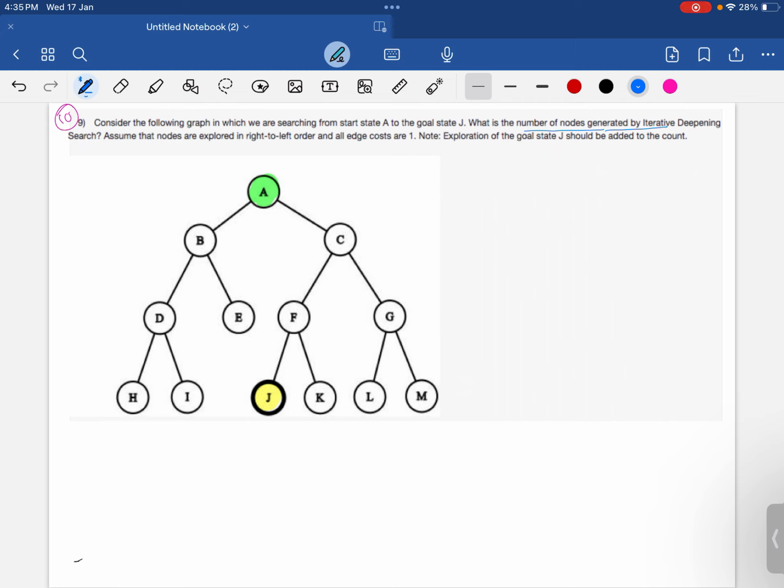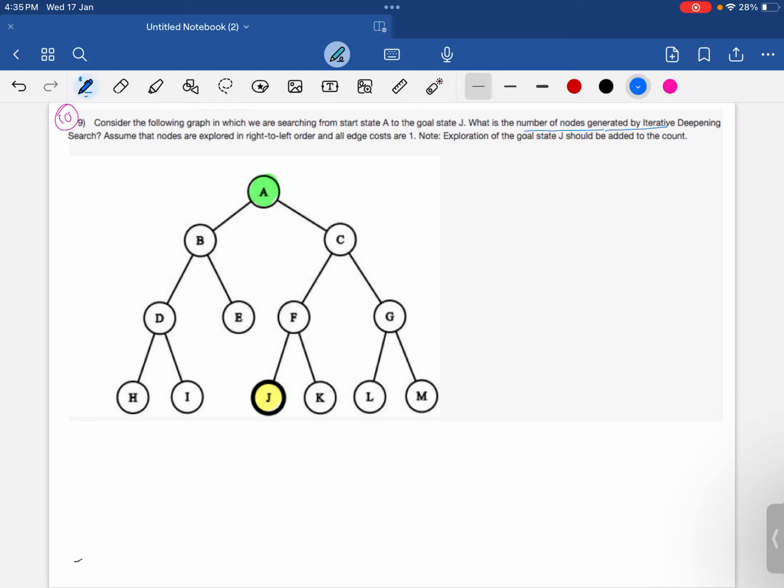So how many nodes will get generated? What we have to assume here is that nodes are explored from right to left, and all the edge costs are 1. Also, the exploration of this goal state J should be added to the count, right?